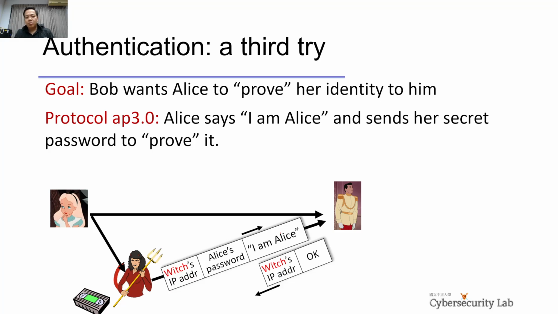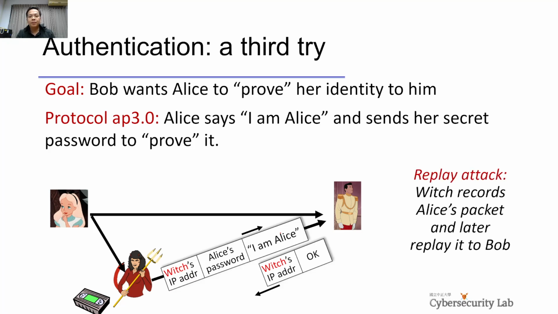Now when Bob tries to answer, Bob will answer to the witch's address or the witch's origin server, not to Alice. That's wrong. That's called a replay attack.